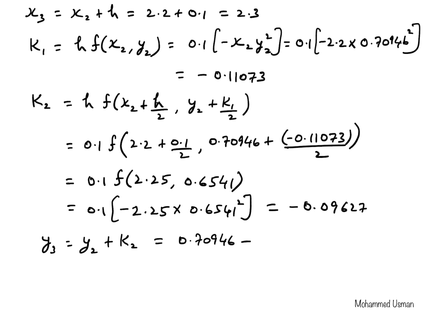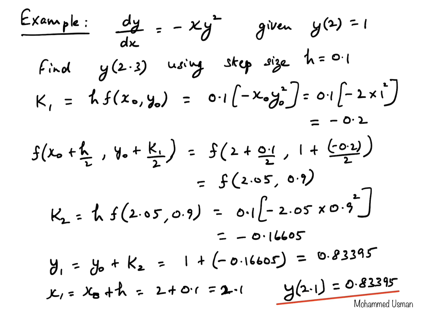0.70946 minus 0.09627, which is equal to 0.61319. Okay, so we have y of 2.3 as 0.61319. So when x equal to 2.3, y is equal to 0.61319, and that is exactly what we have been asked to compute in the question.